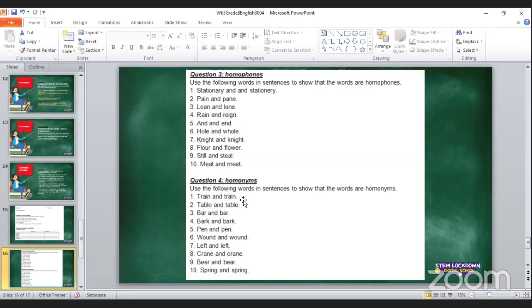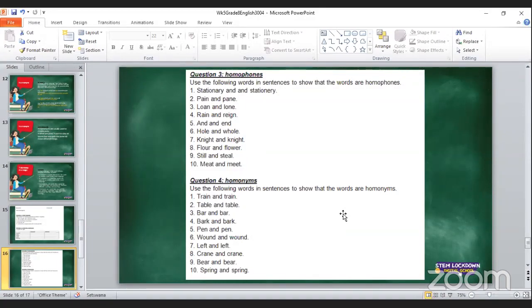Then question four is about homonyms. Use the following words in sentences to show that the words are homonyms. They already are homonyms, but I really want you to use them in a sentence to understand for yourself that these really are homonyms.